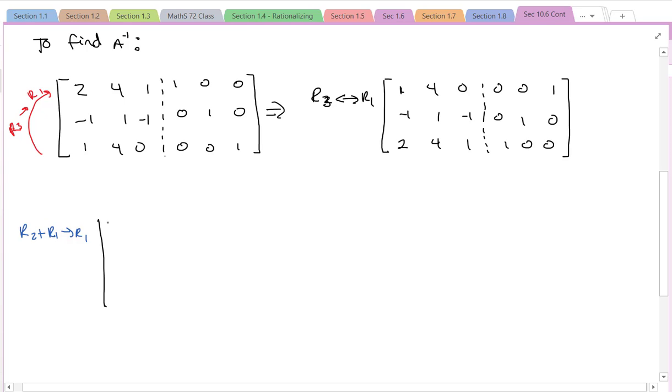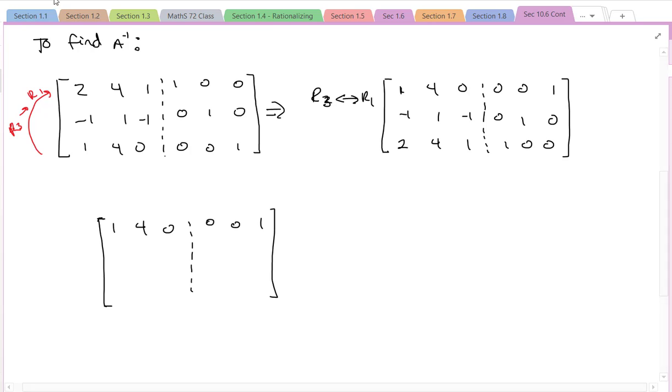So row 1 is staying the same. So 1, 4, 0, 0, 0, 1. I'm using row 1 to change the other rows, but row 1 itself does not change. So I wrote this in the wrong place. It's actually row 1 plus row 2 becomes the new row 2. So when I add row 1 and row 2, I get 0, 5, negative 1, 0 plus negative 1 stays negative 1, 0 plus 0 is 0, 0 plus 1 is 1, and 1 plus 0 is 1.